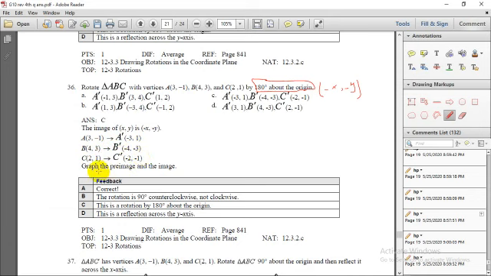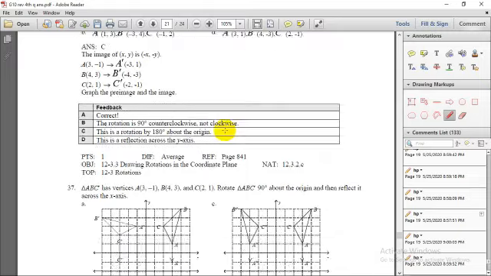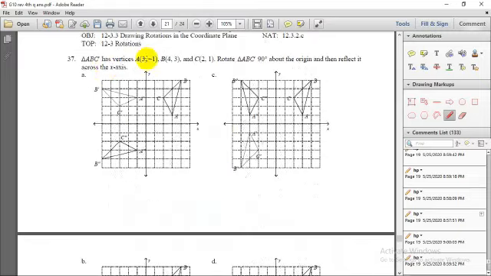Then of course you can graph it if you have a graph. If you don't, you're going to see which one is right here. So it will be the C. The answer will be C. Okay, very good. Let's see 37.